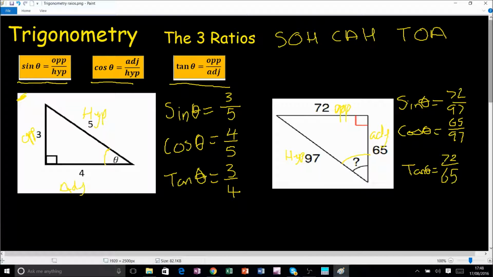Some of you may be asking, what is theta? Well, theta is just the angle given, or sometimes possibly not given. Sometimes we're going to need to use these trigonometric ratios in order to find angles or in order to find missing sides, which is what we are going to be doing in the next couple of lessons.